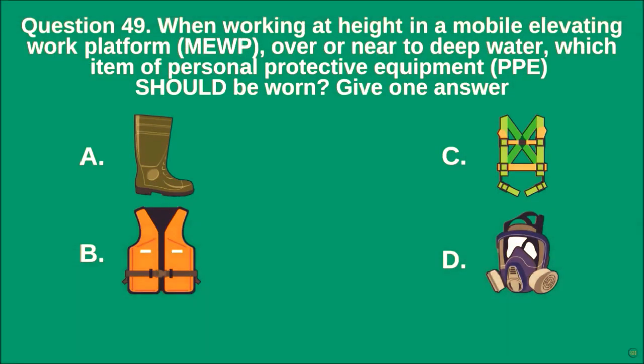Question 49. When working at height in a mobile elevating work platform, MEWP, over or near to deep water, which item of personal protective equipment, PPE, should be worn? Give one answer. A. B. C. D. B is the correct answer.